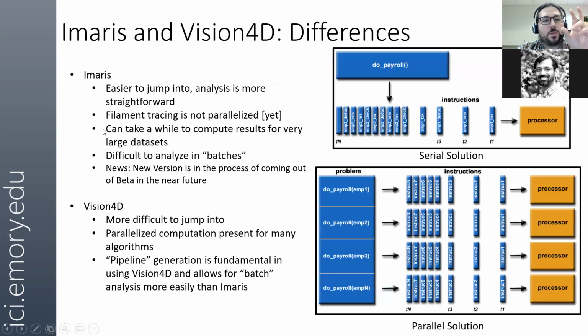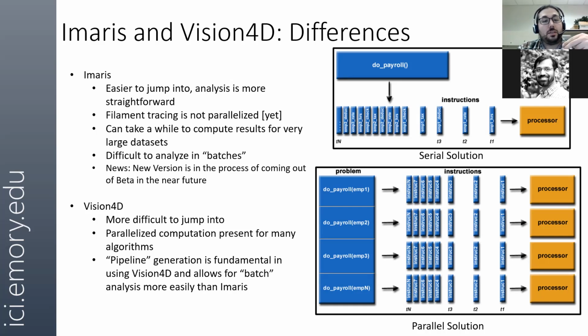Now we'll move on to some differences. Imaris generally, in my mind at least, has a lower barrier to entry. The analytics you can do with it, the visualization, is generally much easier to access, with the caveat that it's less flexible than Vision 4D. Vision 4D, on the other hand, is very flexible. You can do a lot with it, but because you're given that freedom, it's also much more difficult to jump into.